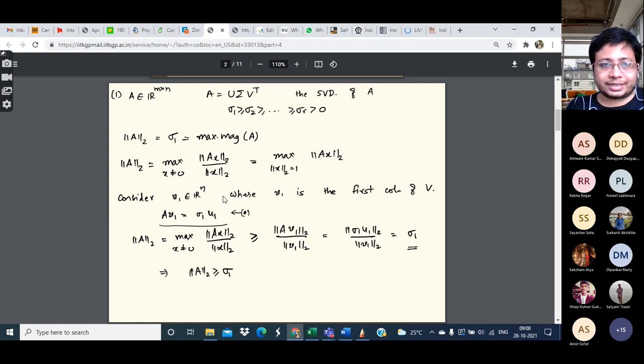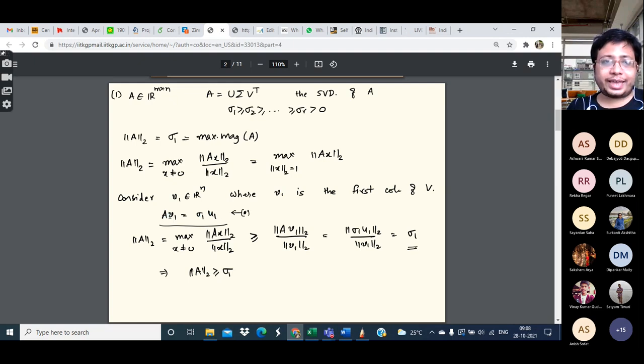We already know that U is basically the set of unitary vectors. I mean, the columns of U are unitary vectors which are all orthogonal to each other. So basically they define a basis for the space Rm, and similarly V, there are n of them, so they are n-dimensional orthonormal vectors which define a basis for Rn.